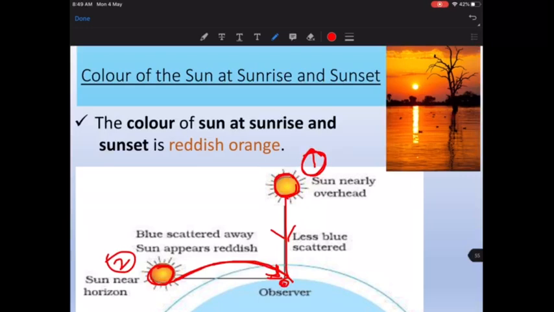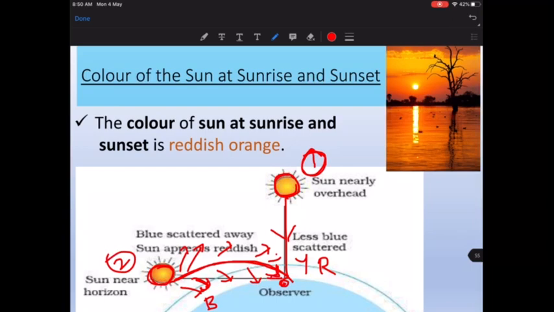So because they are traveling a larger distance, what would happen? Initially, as the sunlight starts to travel, all the blue light will scatter. Okay, all the blue light will start scattering. Now as it reaches somewhere here, slowly the next higher wavelength would start to scatter, because now all the blue has already been scattered. So what is left when it reaches us is only yellowish and a slight amount of reddish color.